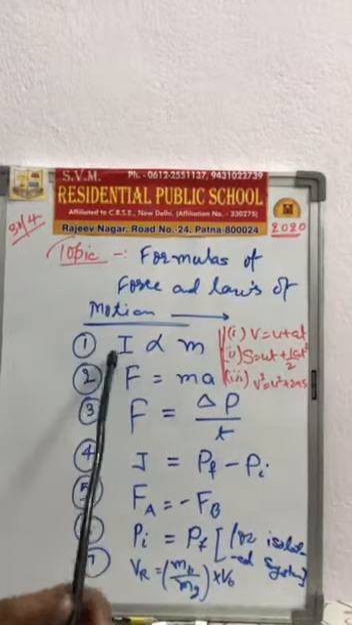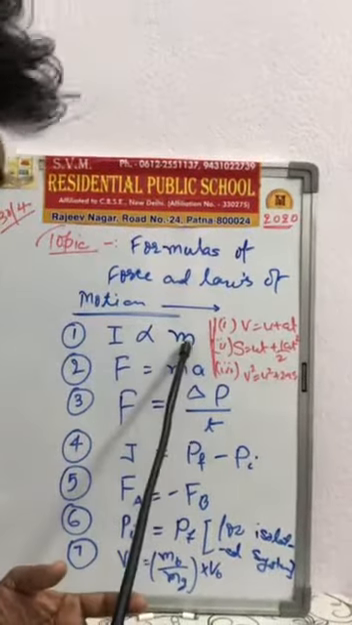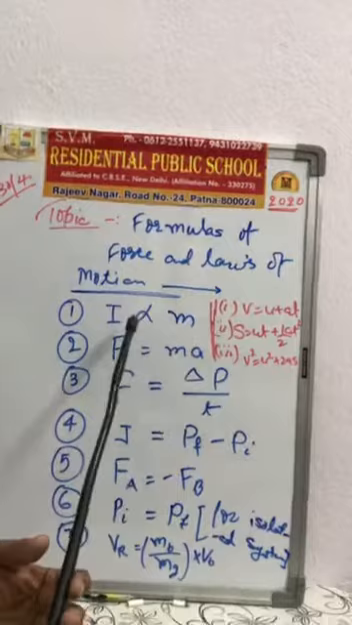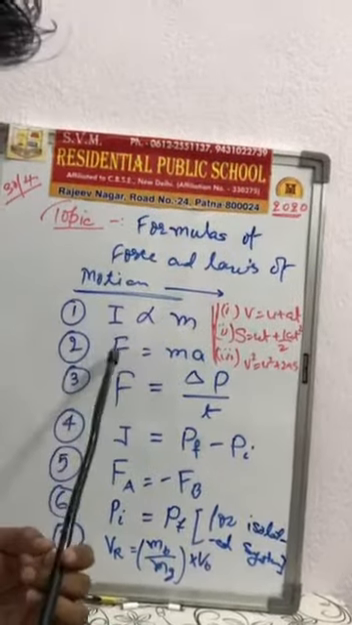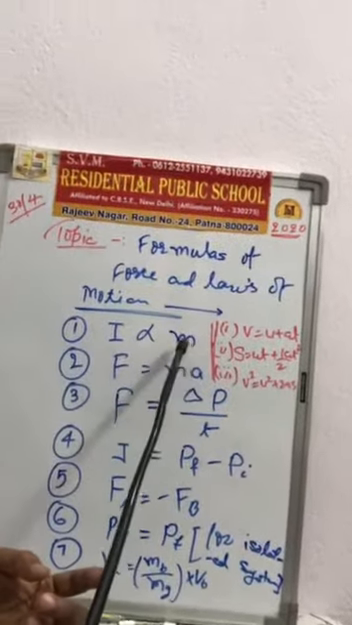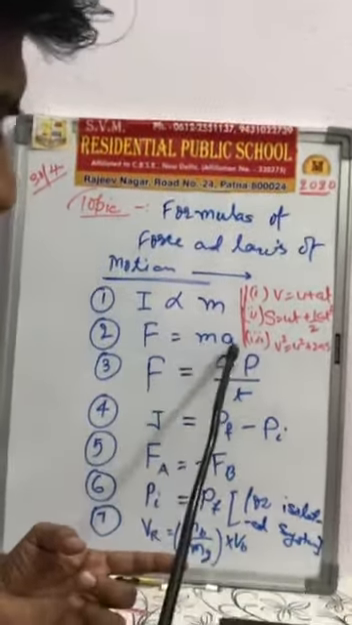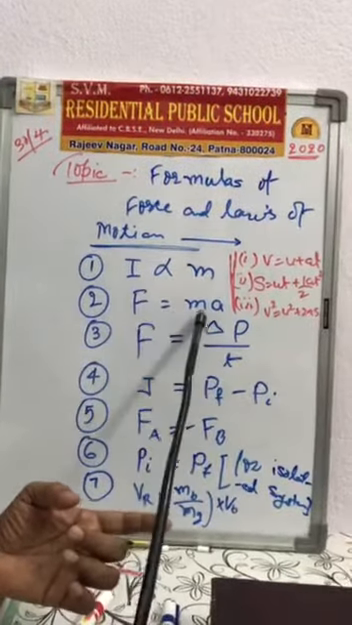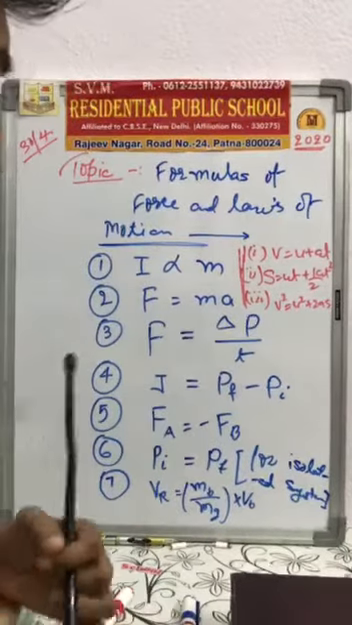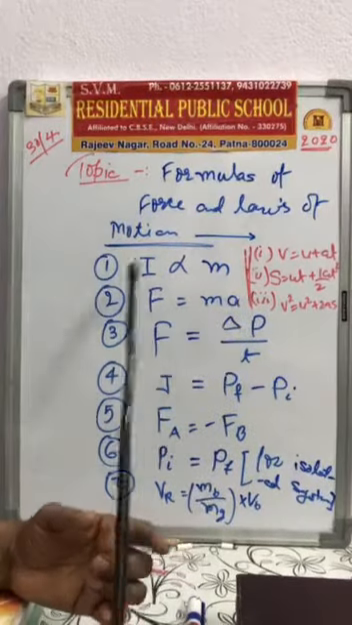The first formula is that inertia is directly proportional to the mass of the body. That means the higher the mass, the larger its inertia. This relates to the first law of motion. Now, force is equal to mass into acceleration. Force is the product of mass and acceleration. This states the second law of motion.